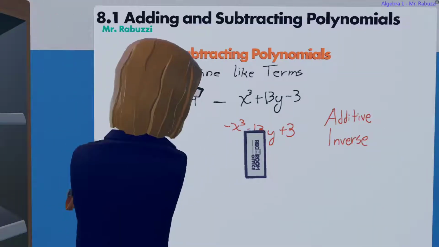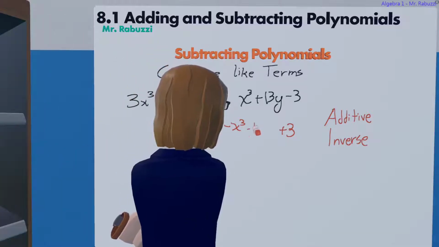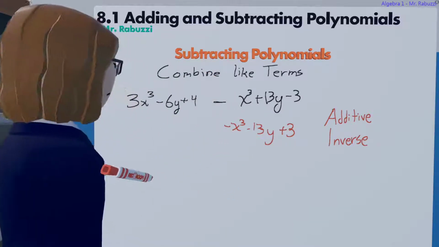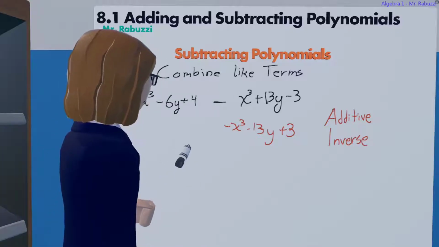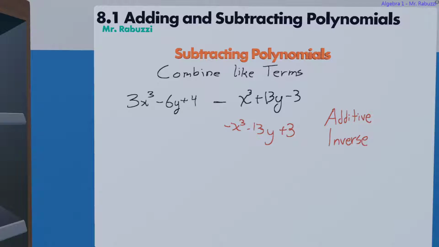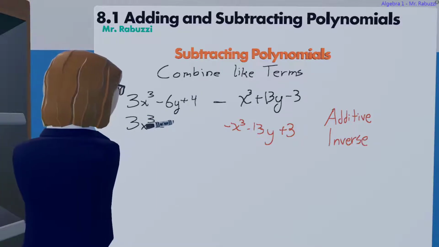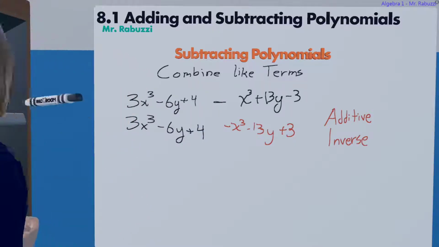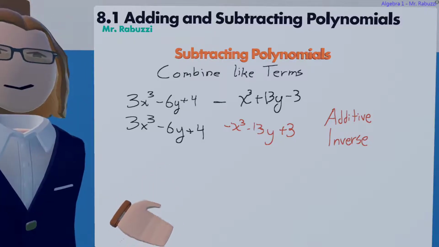Maybe I'll just write that 13y again, a little neater. Okay. Good. A little bit better. Okay. When we do the additive inverse, now we can just bring down the first polynomial, 3x cubed minus 6y plus 4. And now we're ready to combine like terms, just like it's an adding problem. Now we just pretend we're adding.